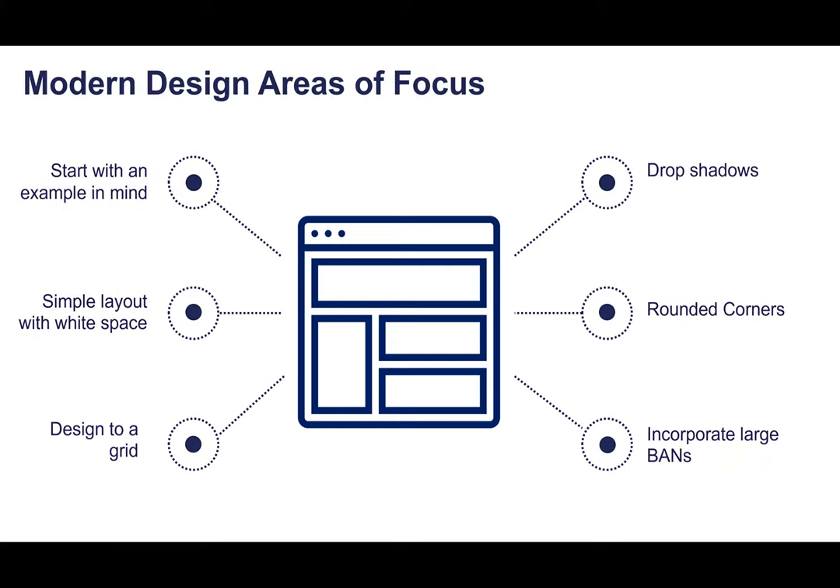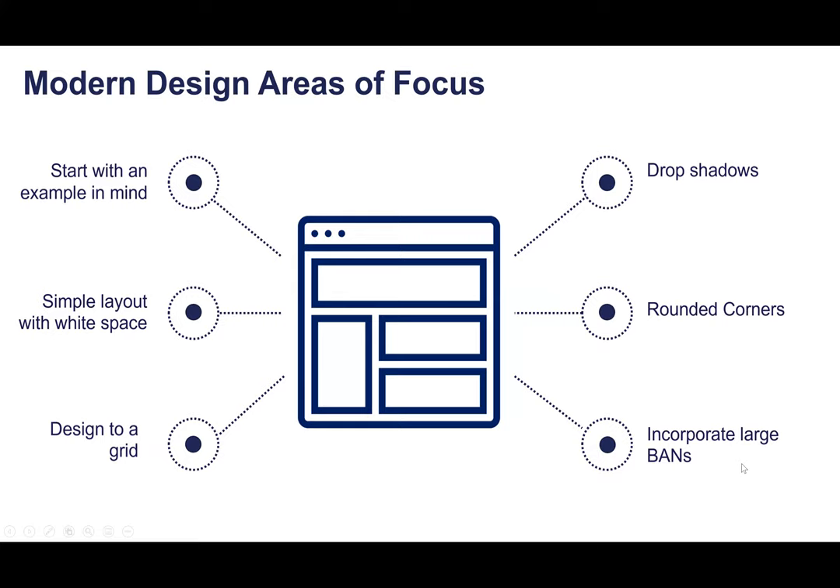So I'm going to transition those template requirements and turn them over to more of a modern design focus. What are some things that you need to think about when you're creating a modern dashboard? First, you want to make sure that you start with an example in mind, and I'm going to walk you through how to start looking at examples. Second, you want to use a simple layout and be sure to incorporate a lot of white space. You want to make sure that you're designing to a grid. You want to incorporate drop shadows for any objects or images that you're using on the dashboard. You want to provide your objects with rounded corners. And then you want to incorporate large bands.